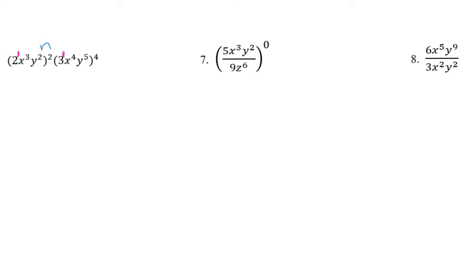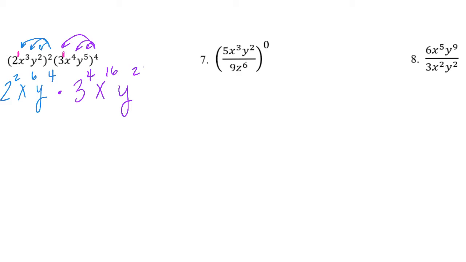All right, but distribute. And remember, this 2 is going to go to everything in the first set of parentheses. And the 4 is going to go to everything in the second set of parentheses because that's the one that has the 4 on it. So the first one is going to be 2 squared, x to the 6, y to the 4. And the second one is 3 to the 4th, remember, this is multiplication here, x to the 16th, y to the 20th. Remember, you always multiply those exponents.